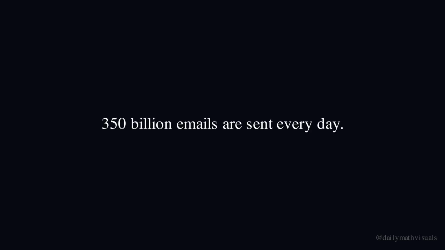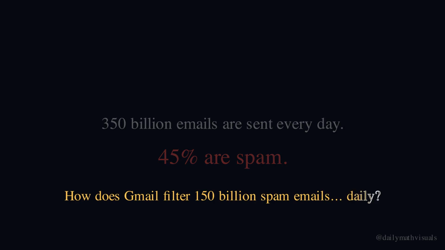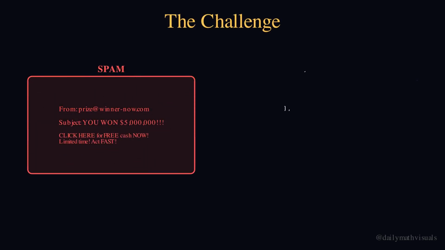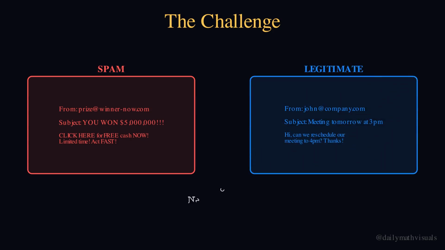350 billion emails are sent every single day, and 45% of them are spam. How does Gmail filter 150 billion spam emails every single day? Here's the challenge we need to solve. We have spam emails on one side, legitimate emails on the other. When a new email arrives, how do we decide which category it belongs to?